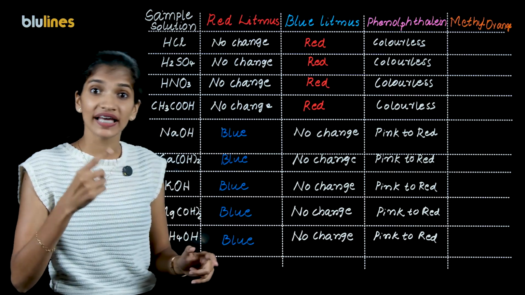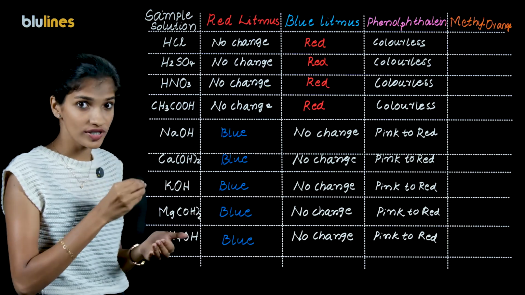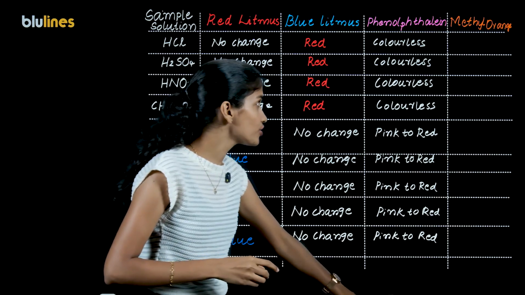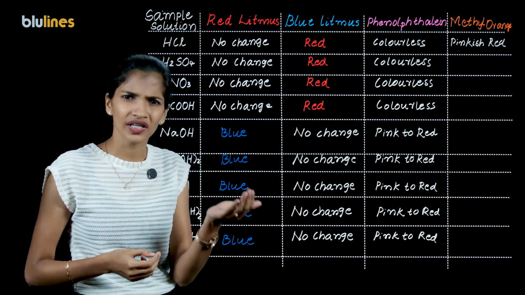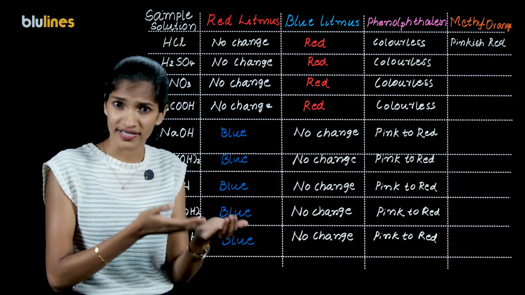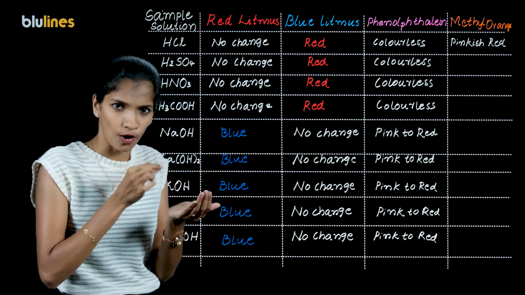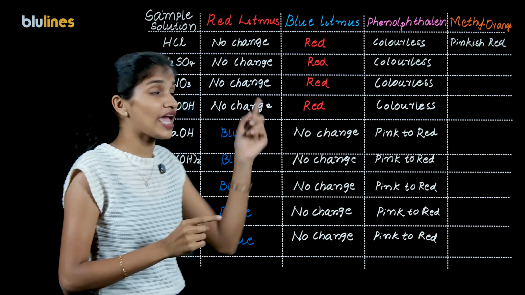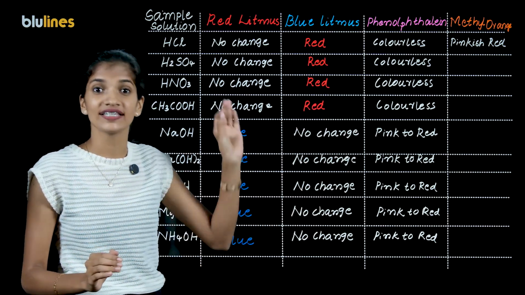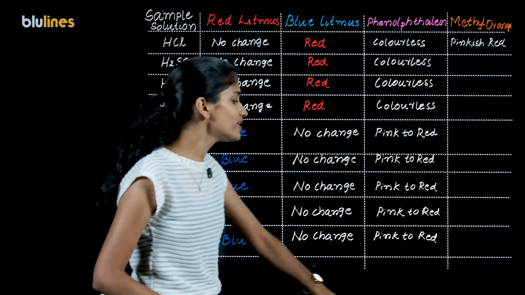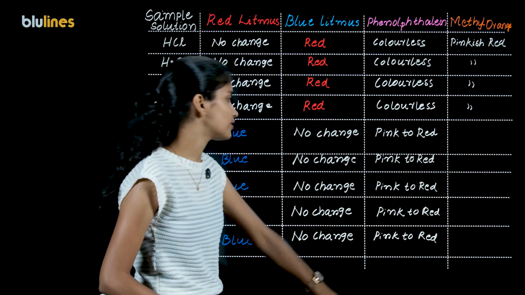And now methyl orange. When we add methyl orange to an acid, what we are going to get is a pinkish red color. So if I take something in my hand and I want to know whether it is acid or base, I just add 1 or 2 drops of methyl orange to it. And if it is giving a pinkish red color, then without any doubt we can say that it is an acid. So all the acids react with methyl orange to give pinkish red color.